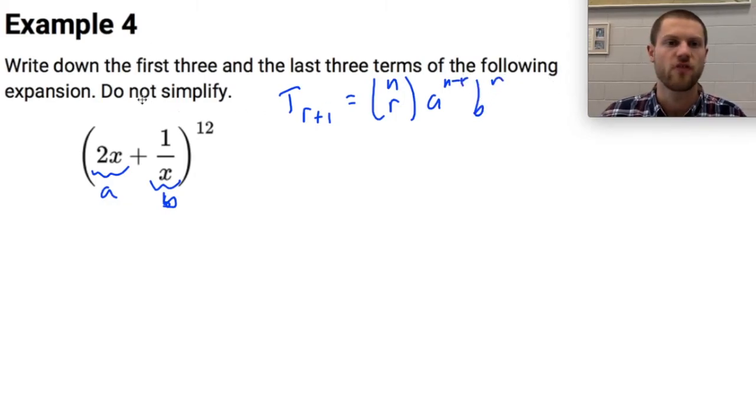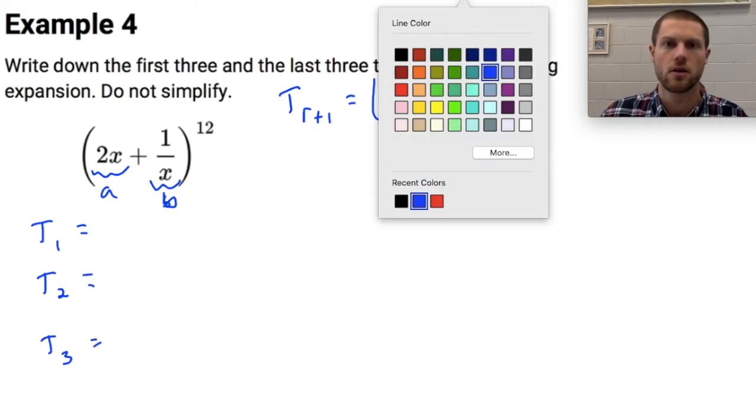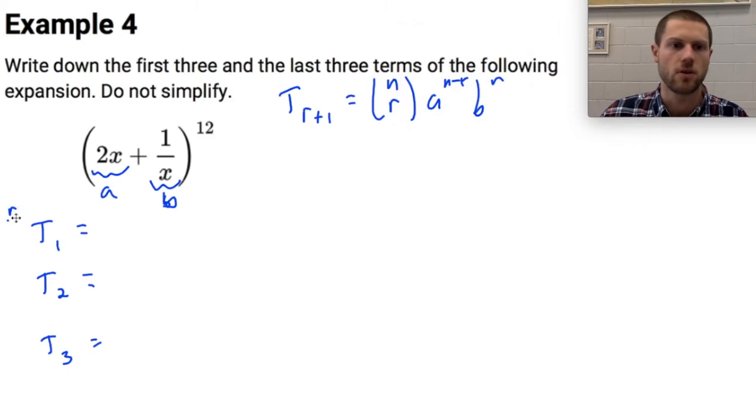When we're looking for the first 3 terms, I'm going to list this as the first term t1, the second term will be t2, and the third term will be t3. What I'd like to do is keep track of what the r values are. Over off to the side, I'm just going to write the r values.